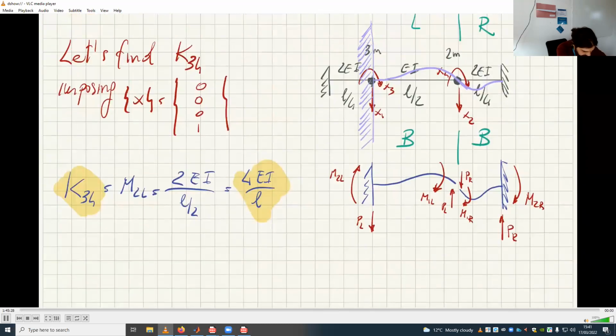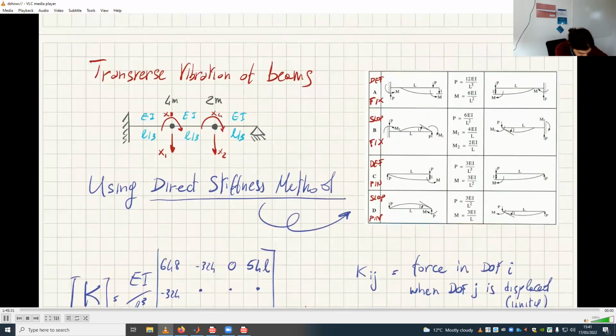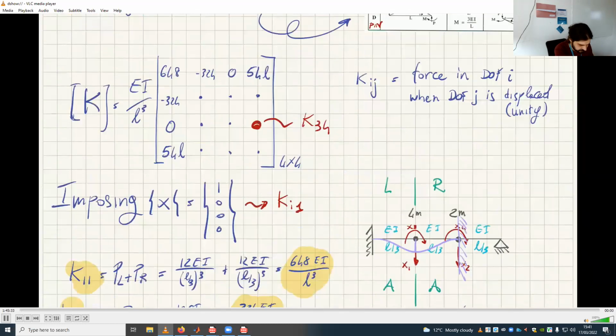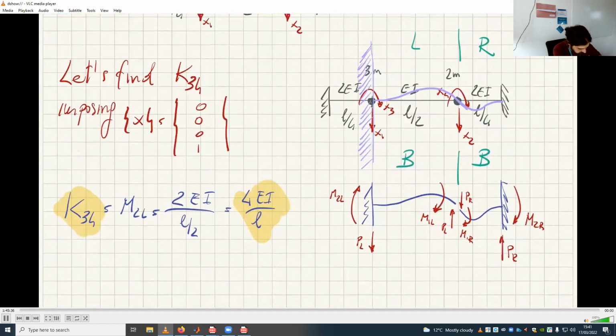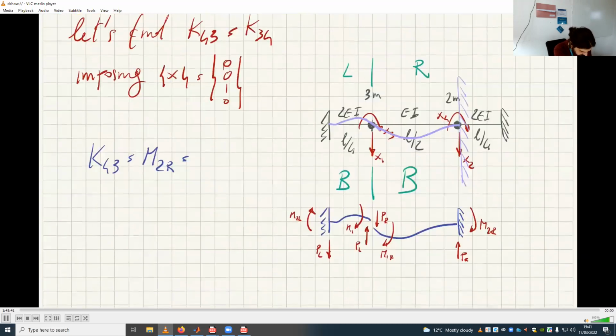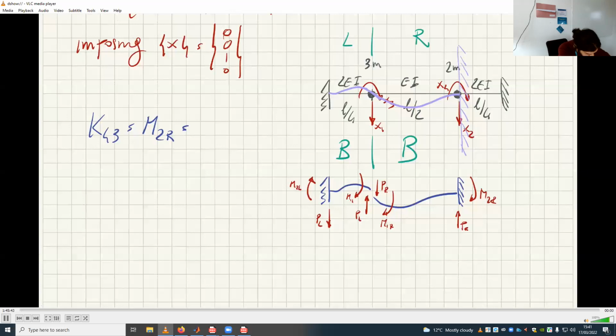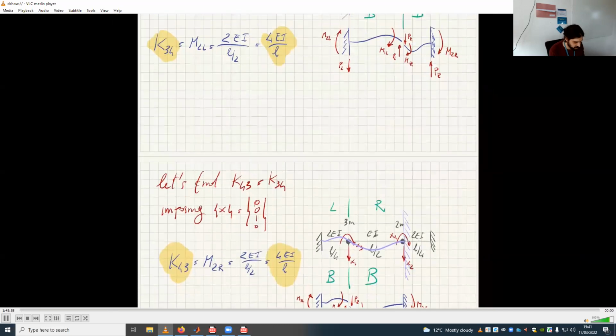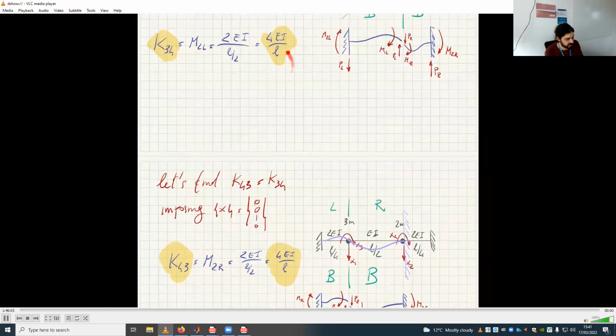And M2R is 2EI over L. But in this case, we have 2EI over, no, it's not this. It's 2EI over L divided by 2. It's 2EI, which is equal to 4EI over L. Sorry, Alessandro. Okay, so the solution was correct. And of course, we have also proven that K34 is equal to K43. This is exactly the same thing.